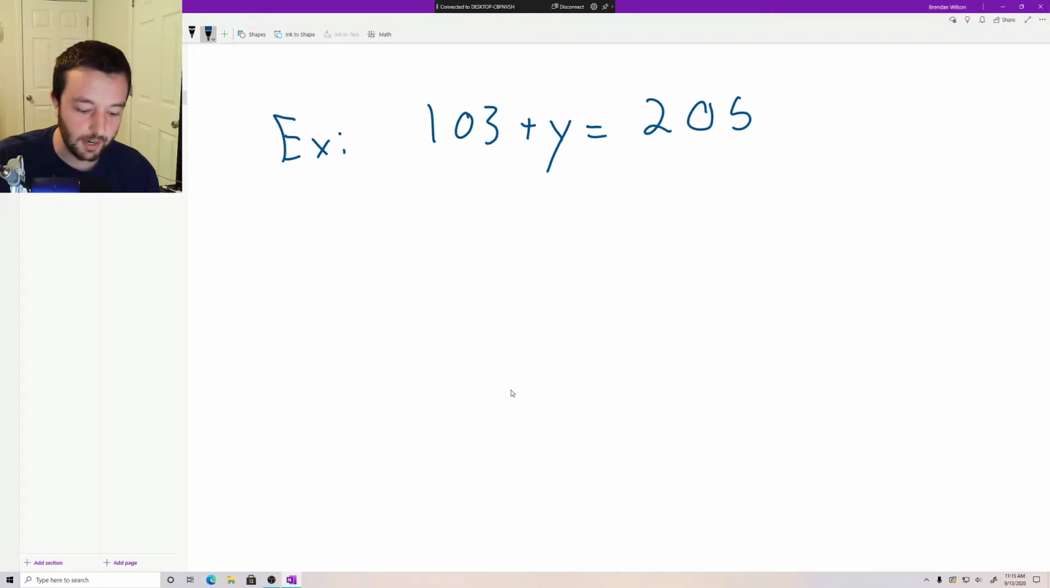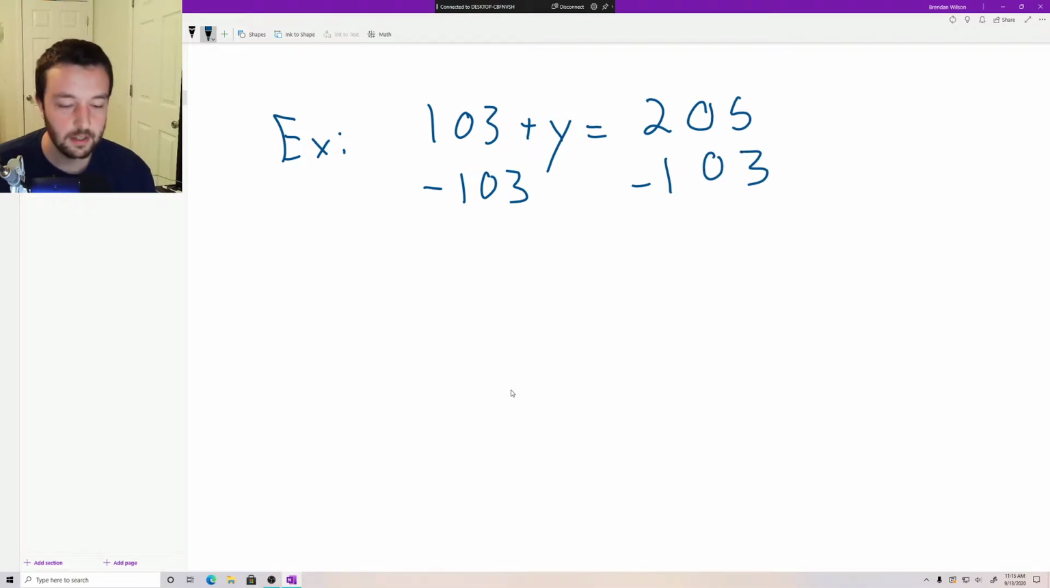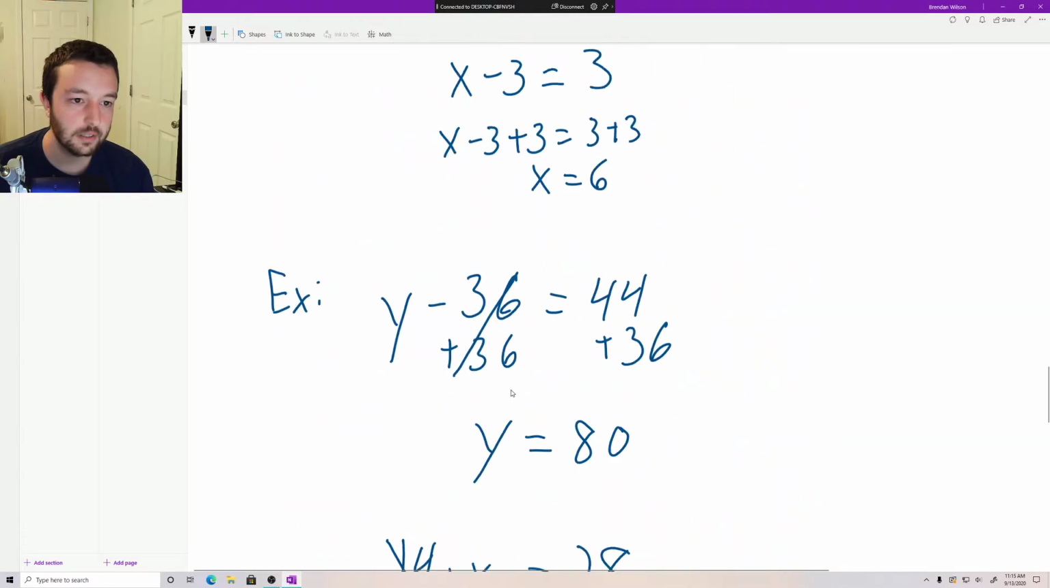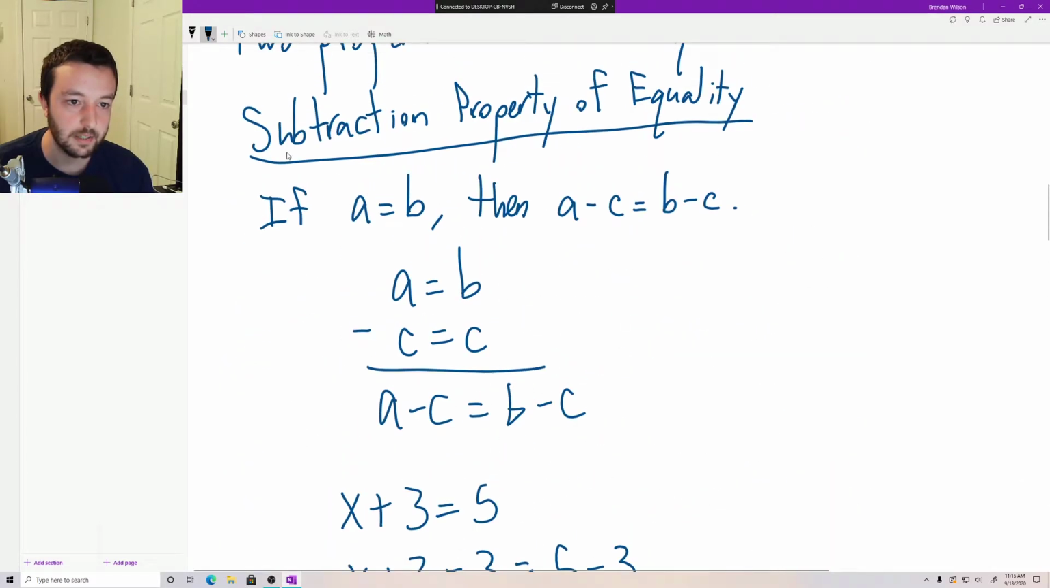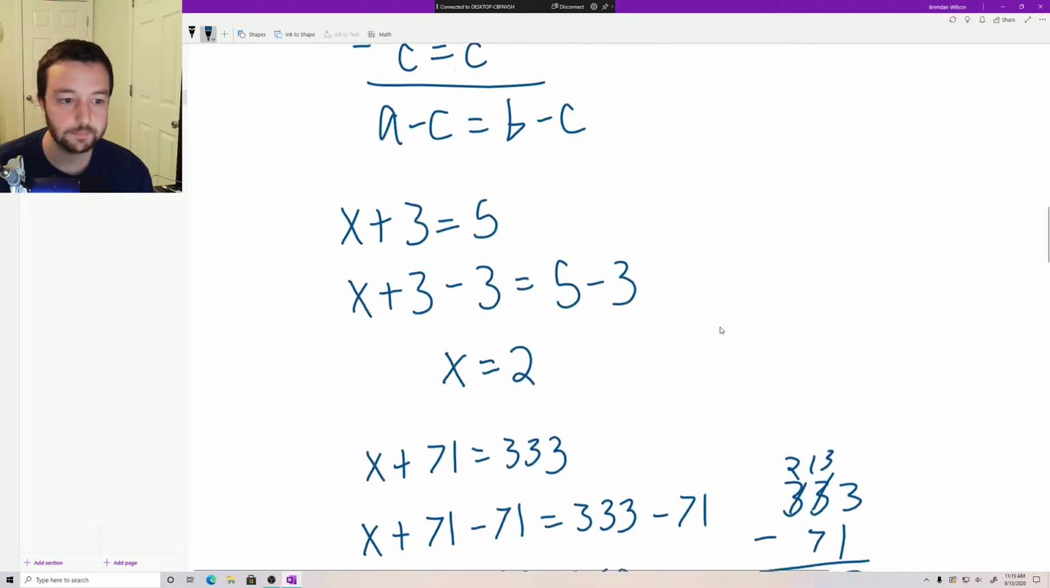So if we just subtract 103, then we'll just have y on this side, right? Because 103 minus 103 is 0. But we can't just subtract it on one side. Anything we do to one side, we have to do to the other side also. Okay. So we can subtract 103 from both sides. So that's what this property up here said, the subtraction property of equality.